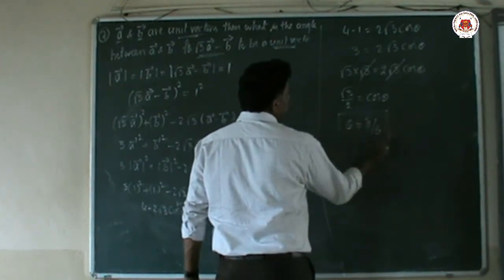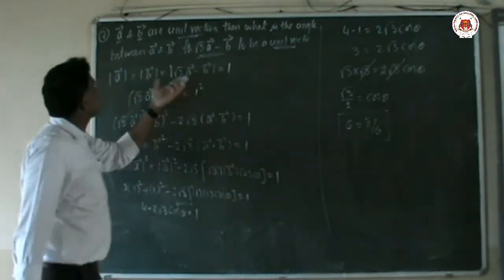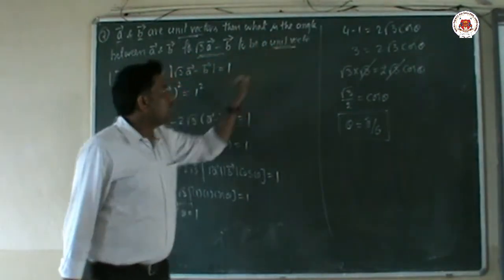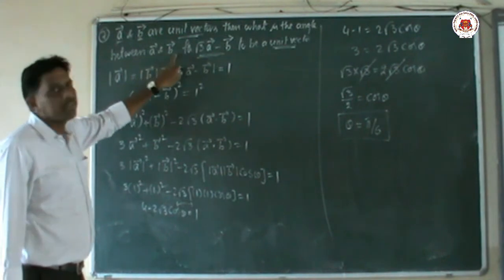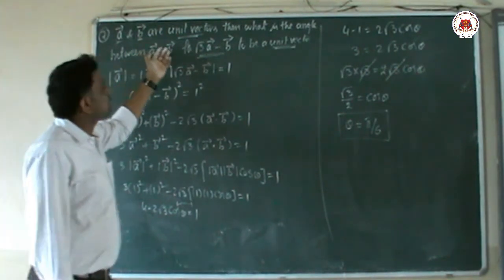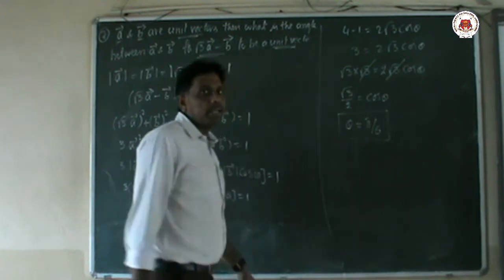So the angle between... he asked, what is the question? What is the angle between vector A and vector B? The angle between vector A and vector B is pi by 6.